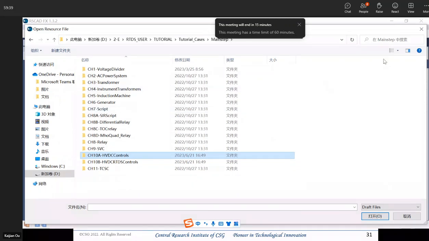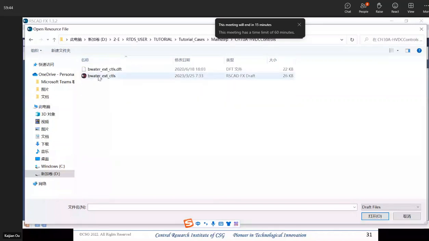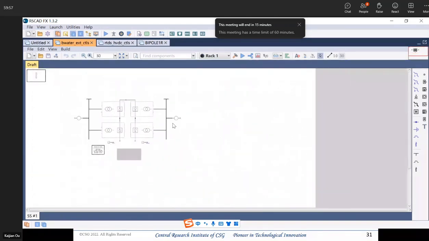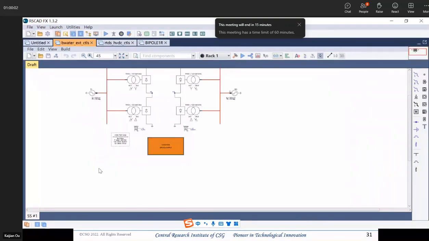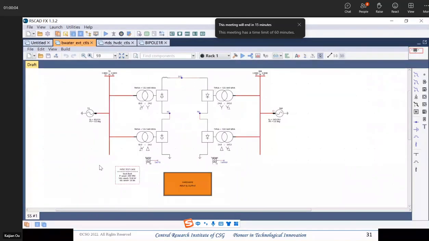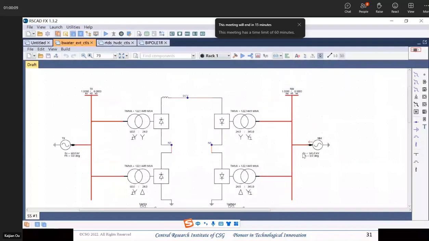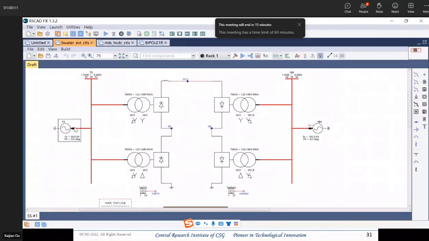So if I open this one, we can see here this is the RTDS ASCAD model. You can see this is the HVDC, a very simple HVDC. It's a monopole HVDC. You can see here this AC system, it's the rectifier side, and this is the inverter side.